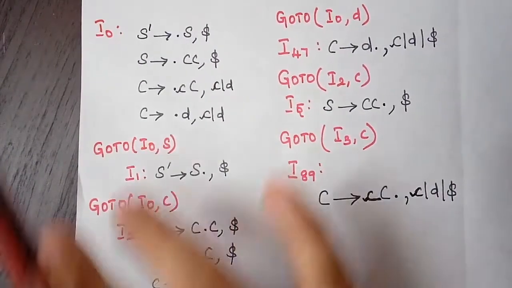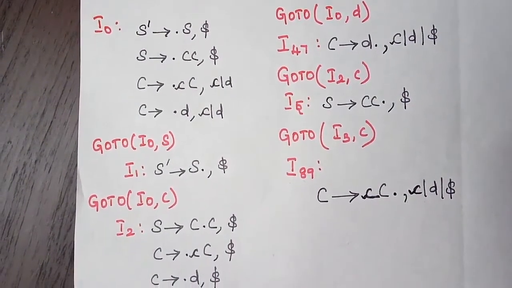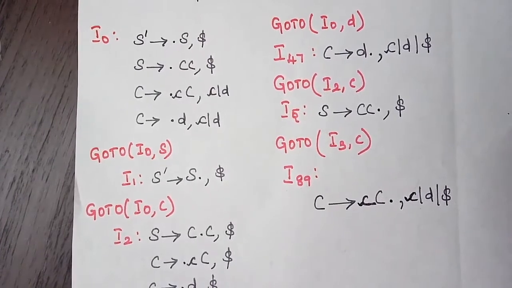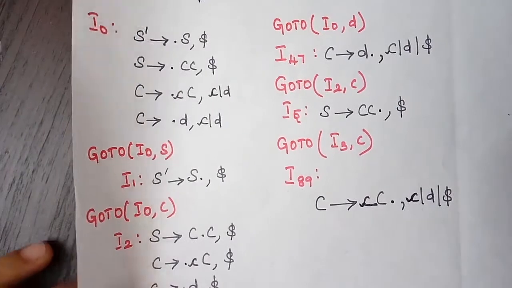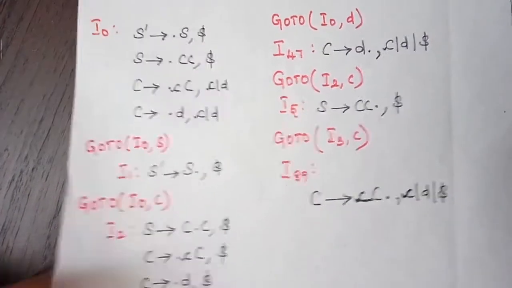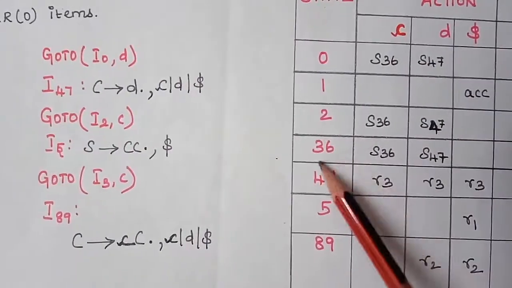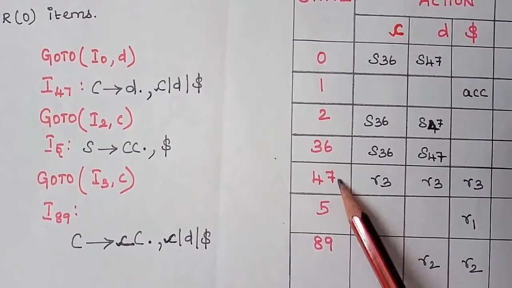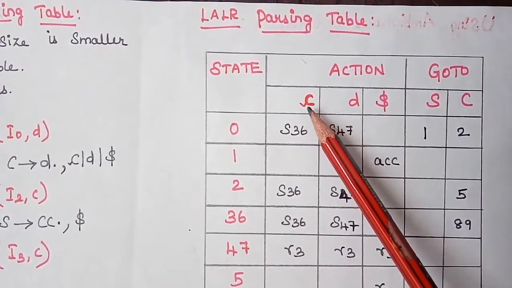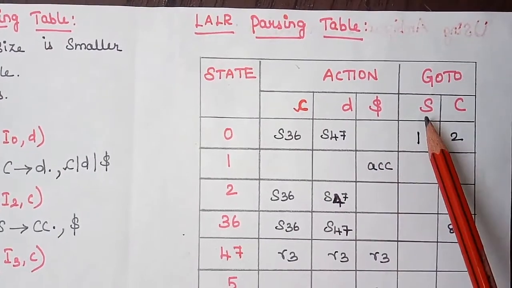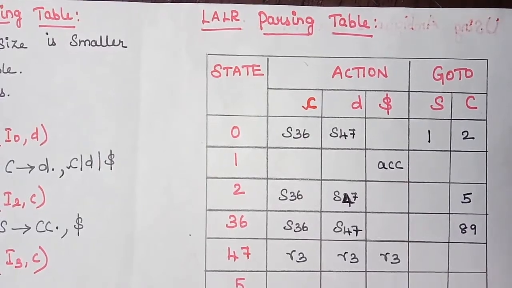Now with these new items we are going to construct the parsing table in the same way as we did previously for the canonical LR parsing table construction. The states we take are 0, 1, 2, and here we combined the states, so 3 6, 4 7, 5, 8 9. As usual, the actions are C, D, dollar, and the goto is S and C. For this also we can refer to the same canonical LR parsing table.